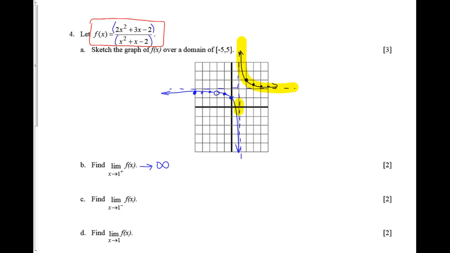I don't want to say it equals infinity because I can never equal infinity, which means that my limit does not exist because the whole idea of infinity is it's limitless. All right, but on the right side, it's going up towards infinity.